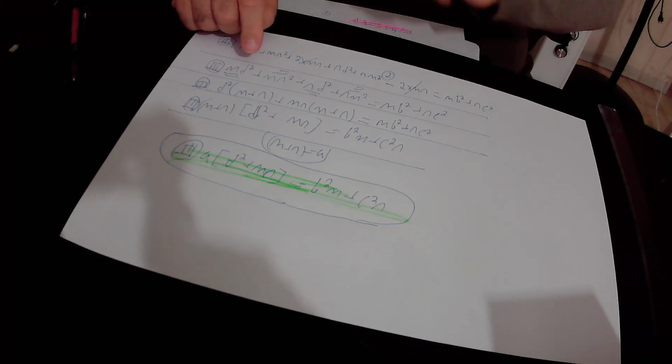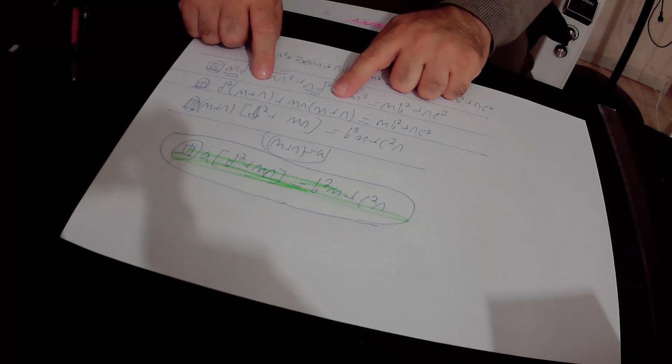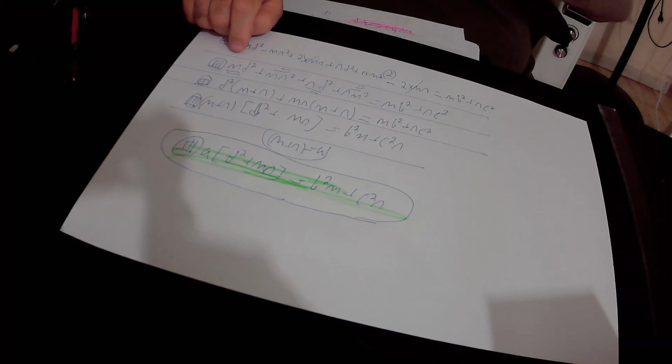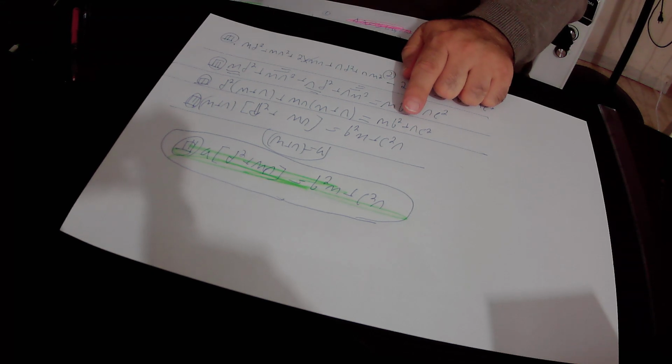Then we took out m plus n as a common factor from those two expressions. So inside the brackets we are left only with d squared plus mn, and it is equal to b squared m plus c squared n. Then m plus n equals a.